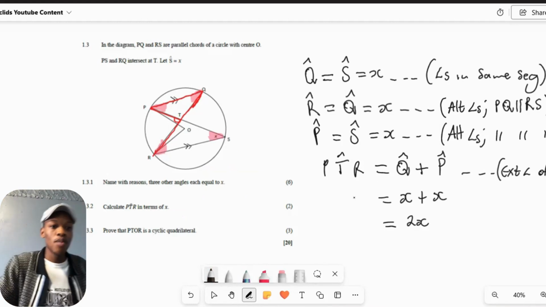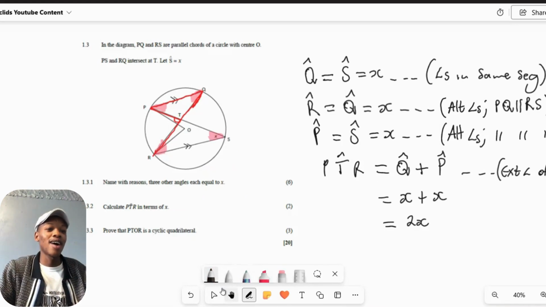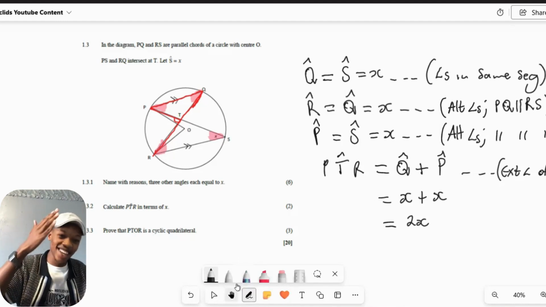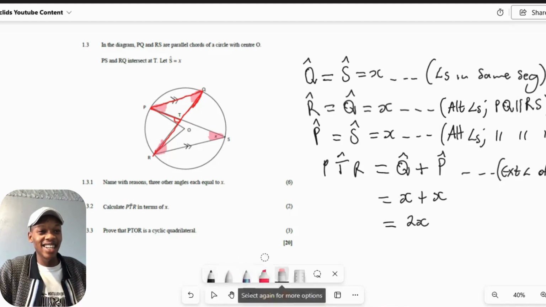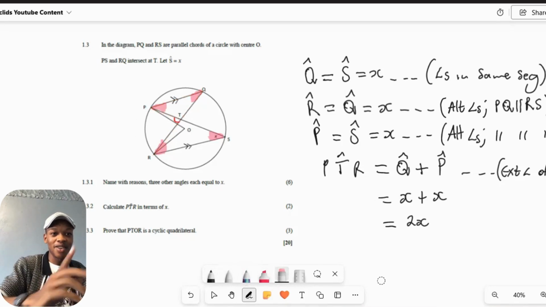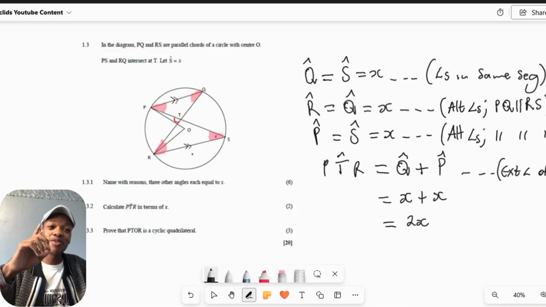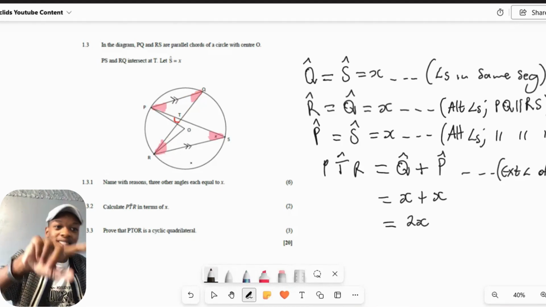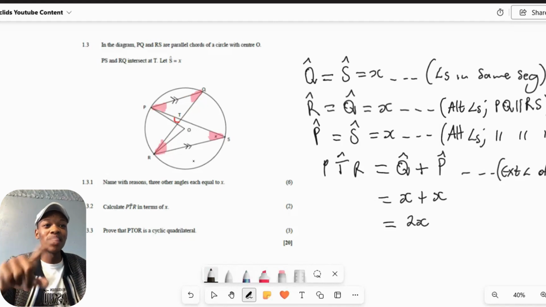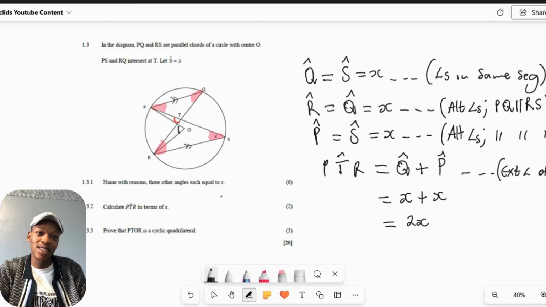Thank you. Now we must prove that PTOR is a cyclic quad. So it's clear that we prove it with angles in the same segment, which means we must prove that angle PTR is equivalent to angle POR. These two are equivalent. How are we going to prove that?